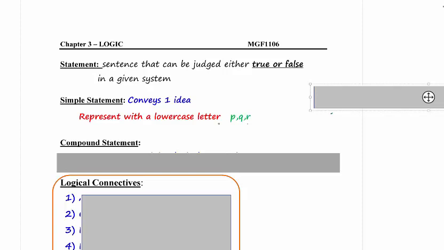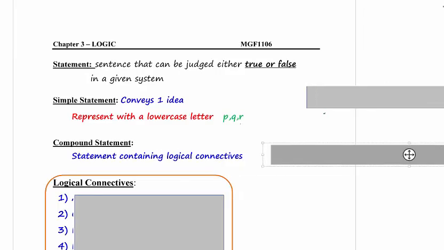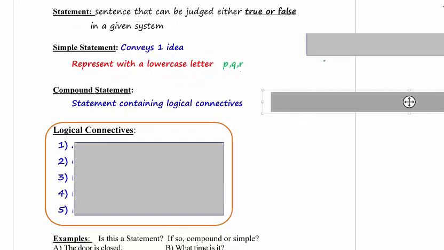Compound statement is going to be a statement containing logical connectives. So when we see these problems, it will have at least one simple statement in it. Most of the time it will have two simple statements in it, but there is one exception to that rule that you have to be careful on. So we're going to talk about the logical connectives next.